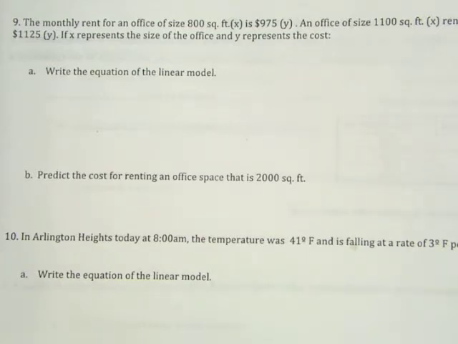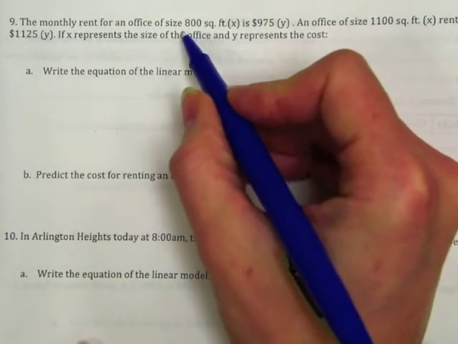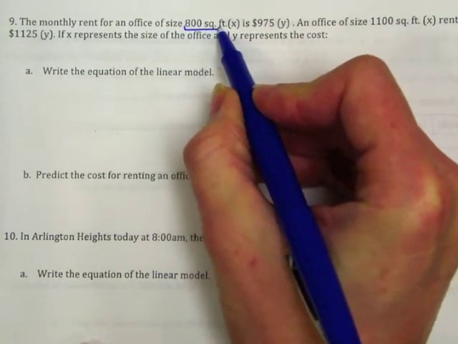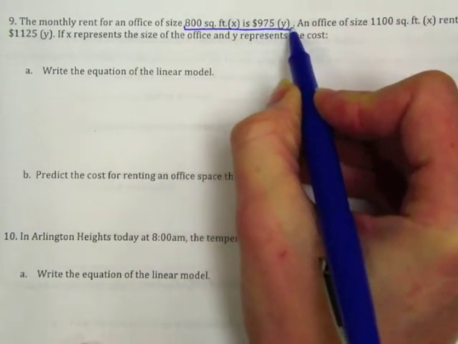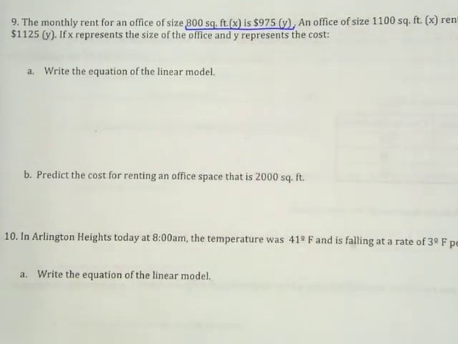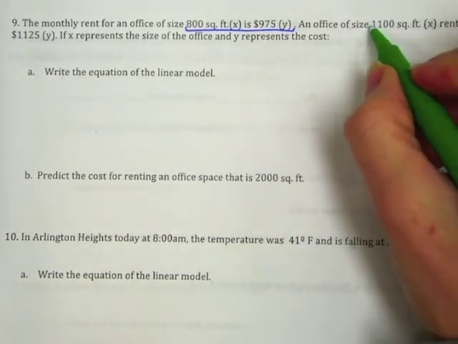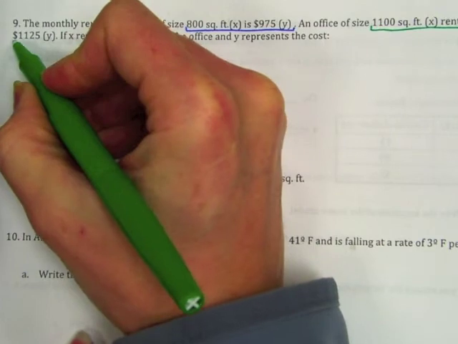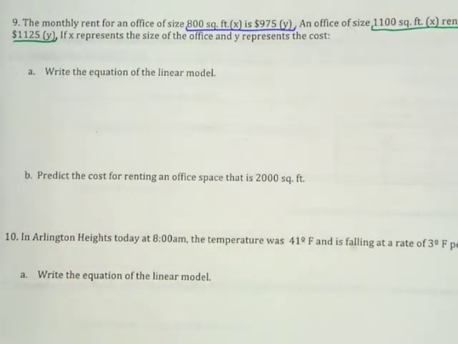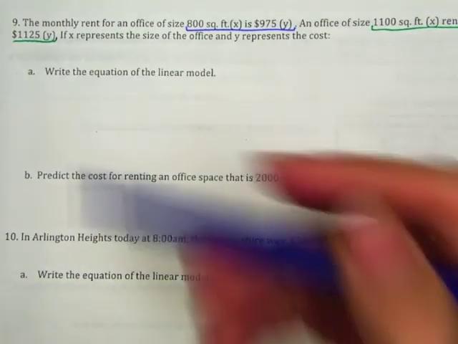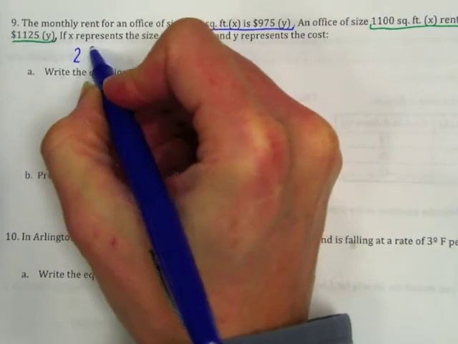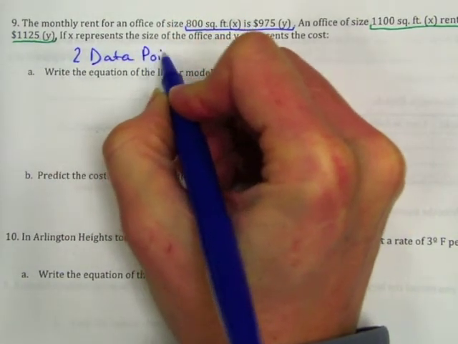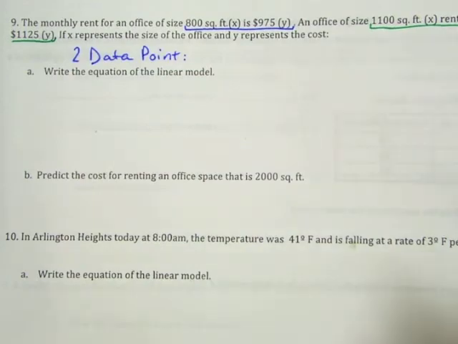As I read through the problem, I start to notice that I have a set of information that goes together. I see that I have 800 square feet that pairs with $975. And then looking further into the problem, I see I have 1,100 square feet that pairs with $1,125. So I have these 2 pairs of information, which means I'm given 2 data points. When I'm given 2 data points, I want to write out those points so I can find the information I need, in this case, the equation.